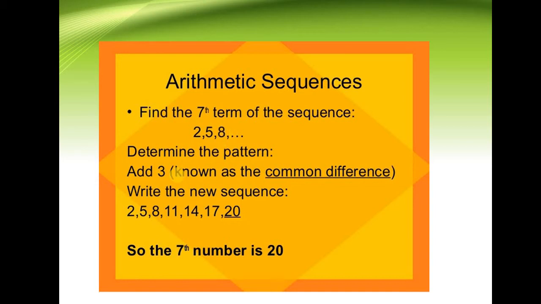Here we have to find the 7th term of the sequence, and the 7th term here is 20. So for the sequence 2, 5, 8 and so on, we just find the pattern, and we reach the 7th term, which is equal to 20.